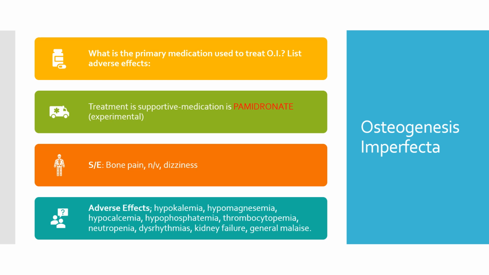So what is the primary medication used to treat OI? List adverse effects. So we only have one medication. It's supportive, it's not curative, and it's even in experimental stages. It's called pamidronate. Unfortunately, it has a lot of bad side effects. The number one, bone pain, nausea, and vomiting and dizziness.